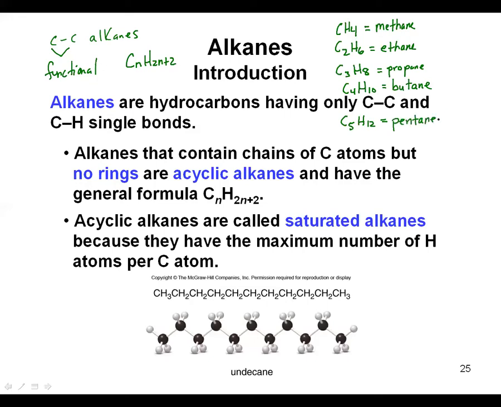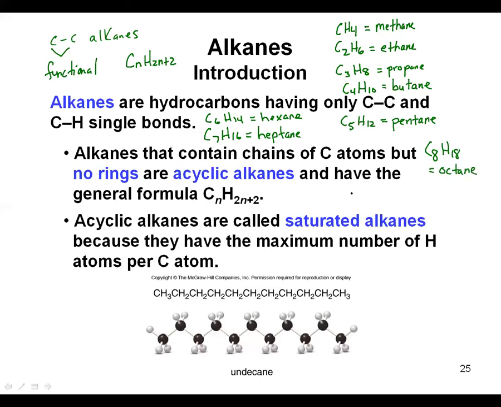6 carbons, 6 times 2 is 12, plus 2 more gives us 14. So 6 carbons, 14 hydrogens. That is what is known as hexane. 7 carbons, 7 times 2 is 14, plus 2 is 16 hydrogens. That is what is known as heptane. 8 carbons gives you 18 hydrogens. That is known as octane.